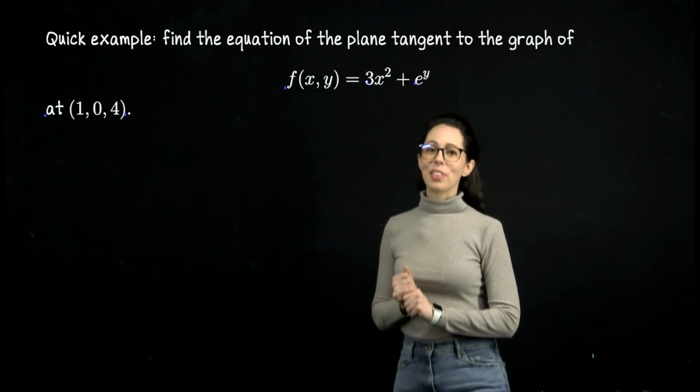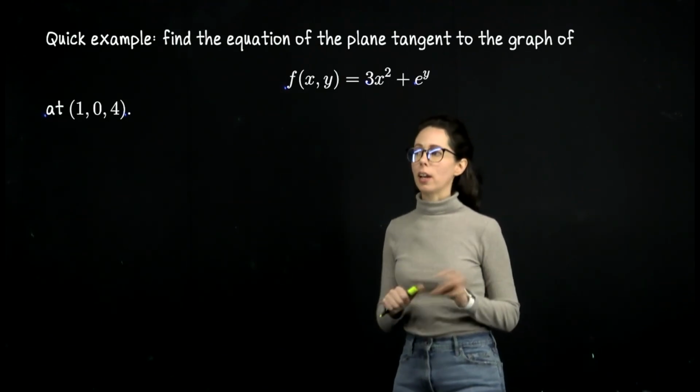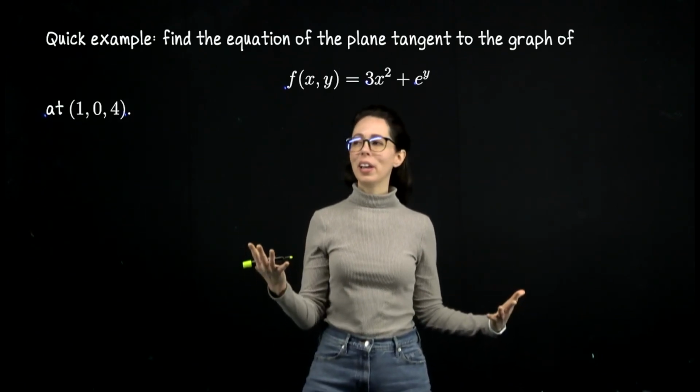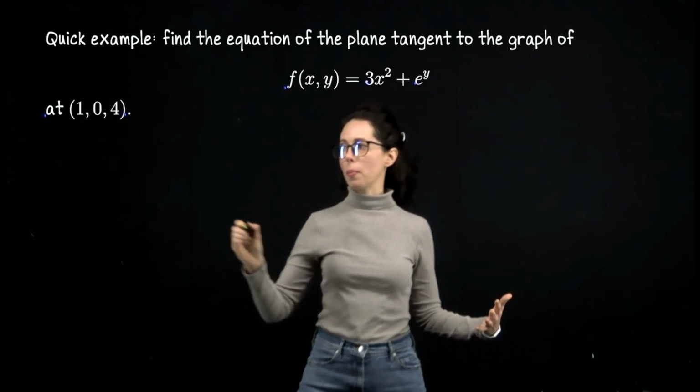Let me write down the old approach, and then we'll do the new approach in detail. So I'm going to call the old approach, which is to use the first order linear approximation that we already know, method 1, and then our new approach I'll call method 2.